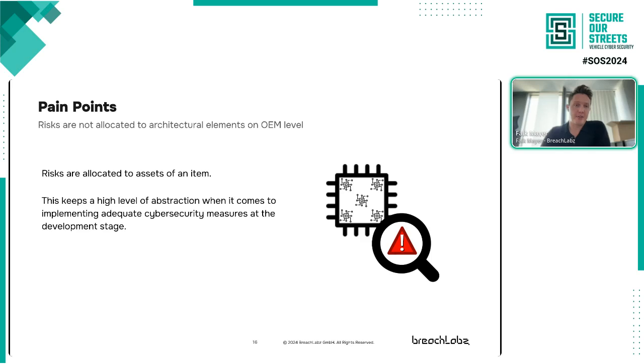And another pain point that we see is that WPs are not allocated to architectural elements from a manufacturer perspective, but they are usually allocated to assets. Even though it's partially mandatory to trace down your WP values throughout the different components. I mean, it's a recommendation in the standard. I think everybody sees it from the CAL perspective.